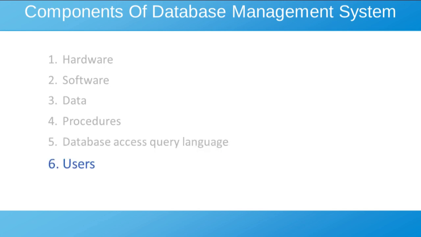6. Users. Users are the people who interact with the database using the DBMS software. Users can have different roles and privileges depending on their purpose and level of access. For example, database administrators are responsible for creating, maintaining, and securing the database. Database developers are responsible for designing and implementing the database schema and logic. Database analysts are responsible for analyzing and optimizing the database performance and functionality. End users are responsible for using the database for their specific needs or tasks.